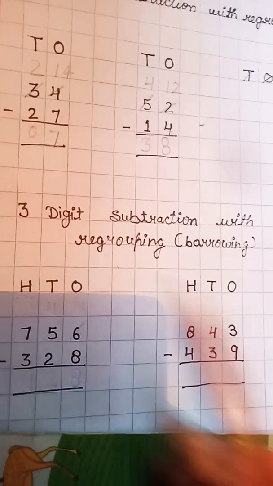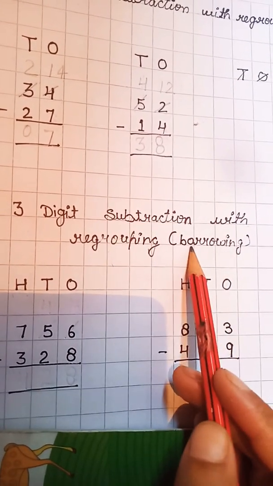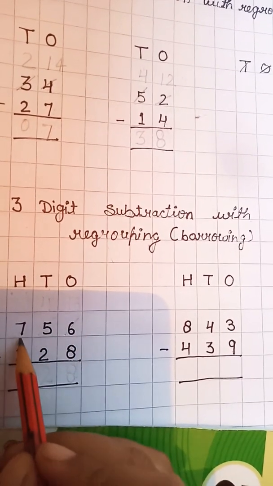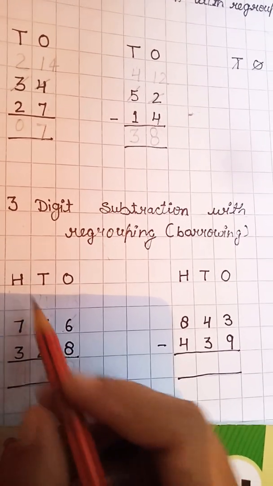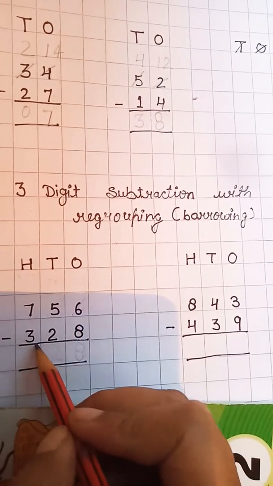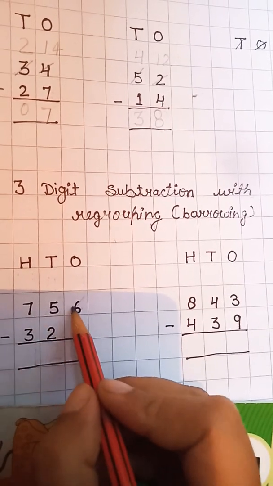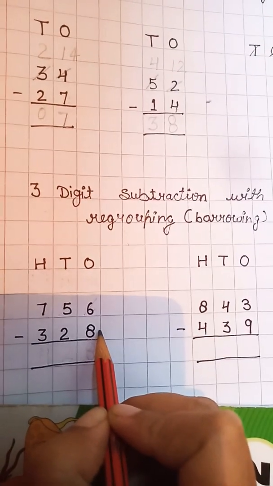Let's solve. We have to learn 3-digit subtraction with regrouping, also borrowing. Ones, tens, hundreds. This is a 3-digit number. 756 means 6 ones, 5 tens, 7 hundreds. 328 means 8 ones, 2 tens, 3 hundreds. So, 756 minus 328 is equal to how much?